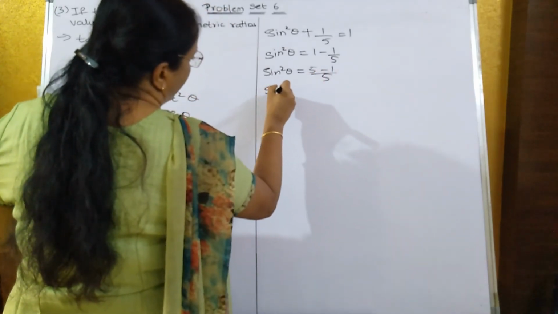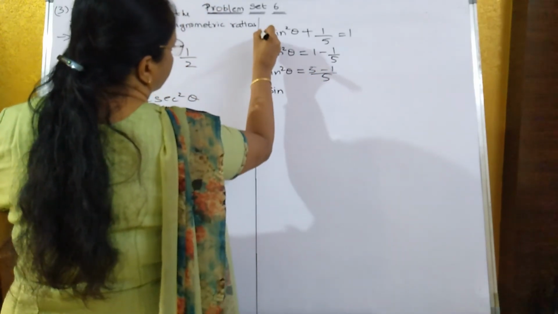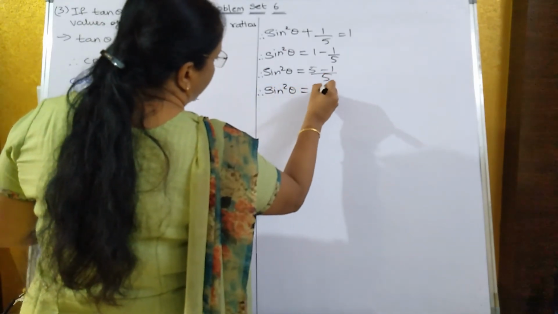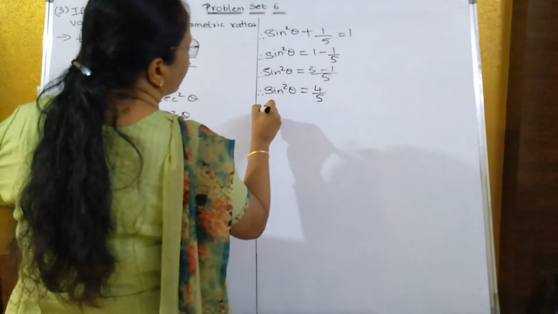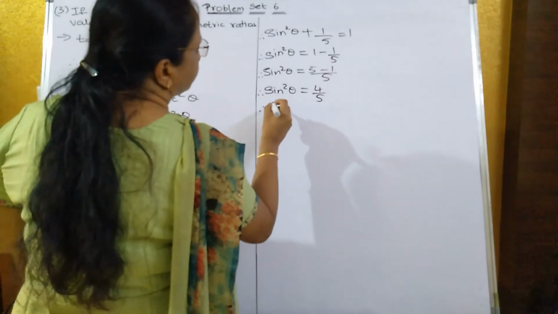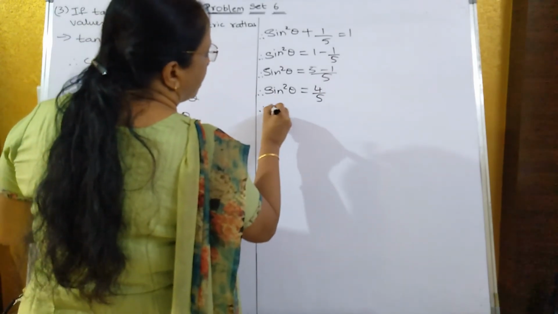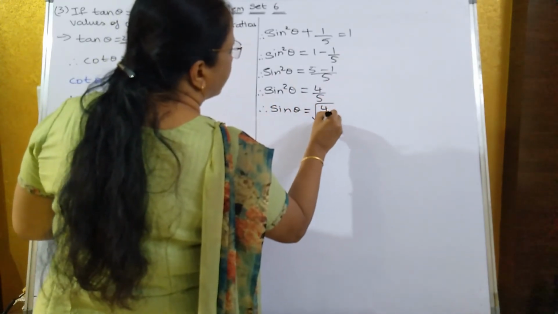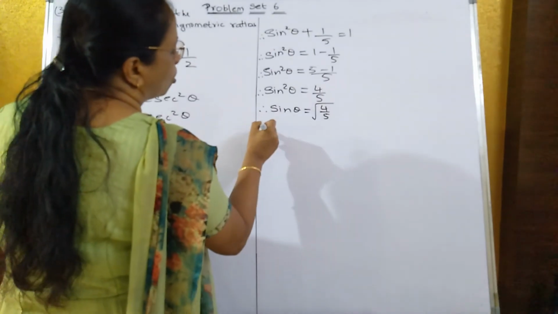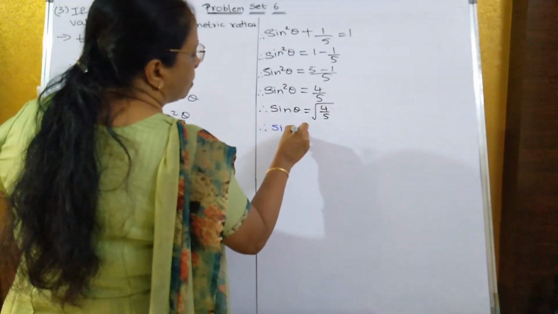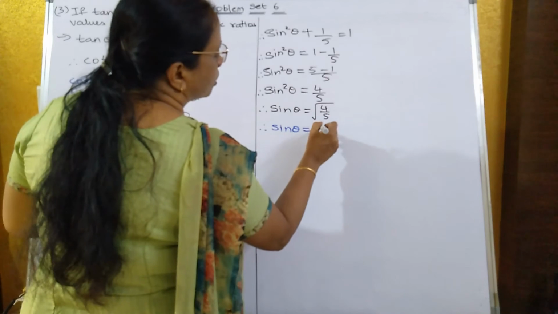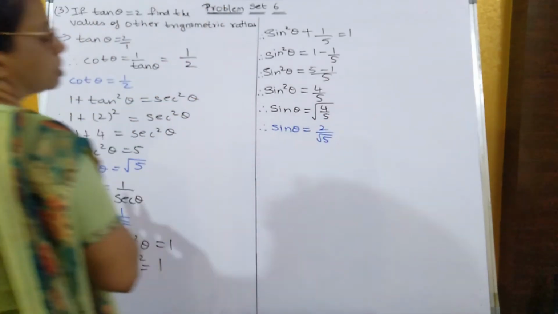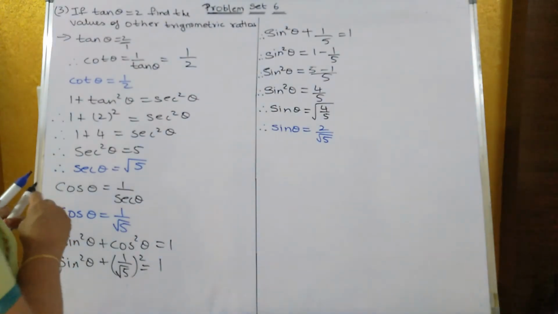Therefore sin square theta is equal to how much? 5 minus 1 is 4 upon 5. Therefore sin theta is equal to root of 4 upon 5. Sin theta is equal to root of 4, which is 2, and root of 5 we don't know, so we'll keep it under the root sign. So sin theta is 2 upon root 5.